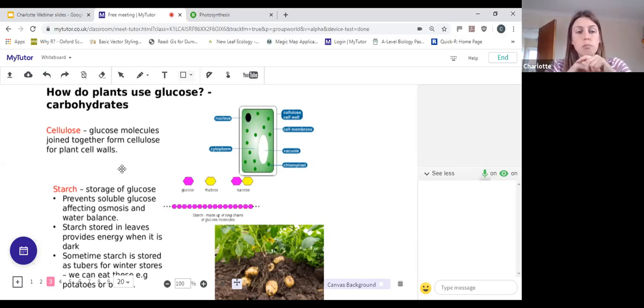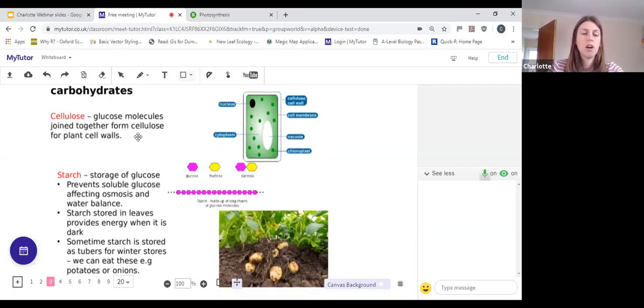Cellulose is used in plant cell walls. We've talked about different types of cell, and plant cells have a cell wall. It's one of the things that makes them different from animal cells. And it's a really tough cell wall. It keeps the cell in its shape and helps to give plants their rigidity in how they stand up. So cellulose is quite a tough carbohydrate. It's present in all plant cells, so really important.